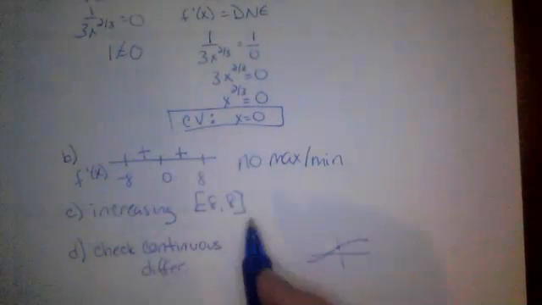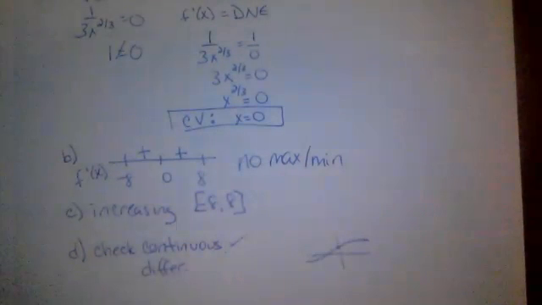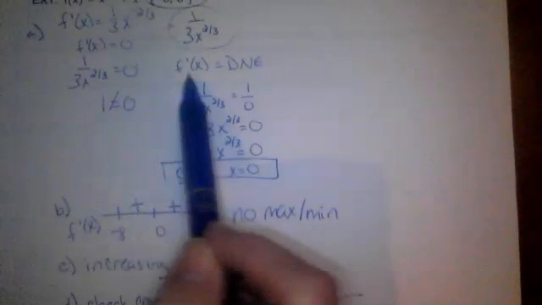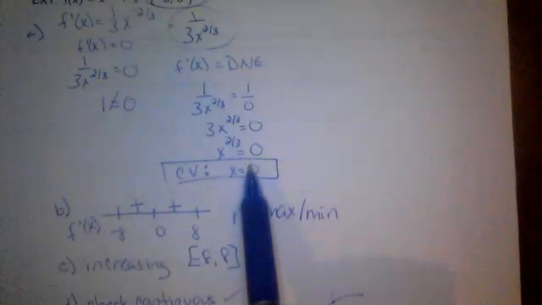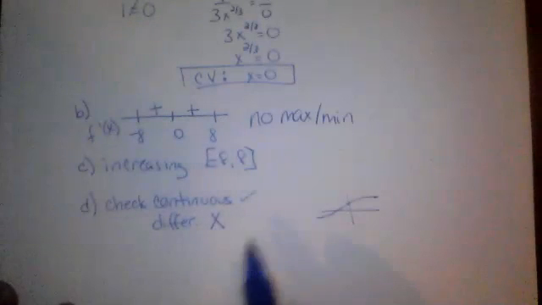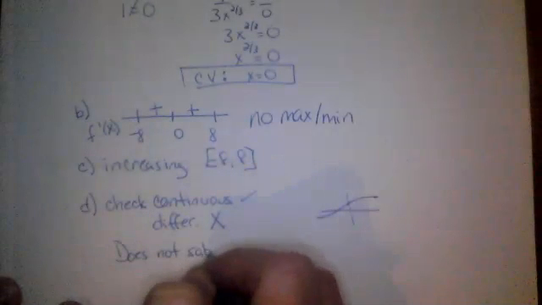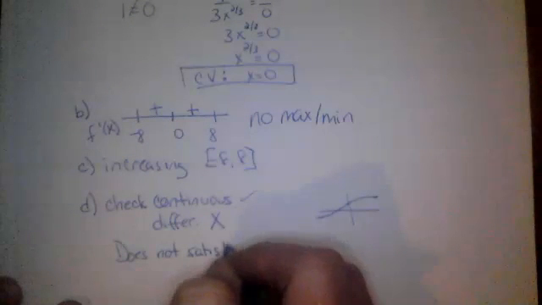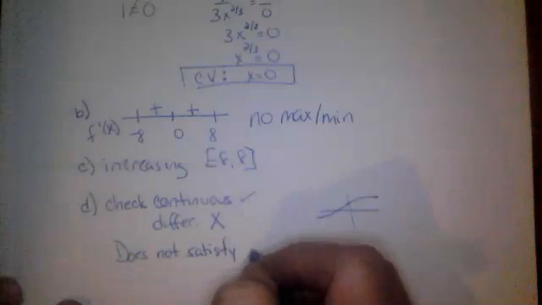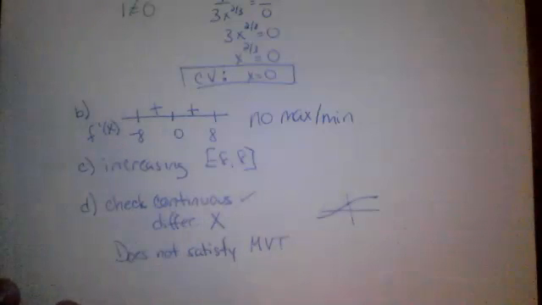But even if you didn't know, you could pick any value and plug it in. But we already know that it is not differentiable everywhere because the derivative didn't exist. That's how we found our critical value. So since it's not differentiable, it does not satisfy the mean value theorem. So there's not going to be an answer to that portion. There's not a place on this graph that would be equivalent to the secant line slope.